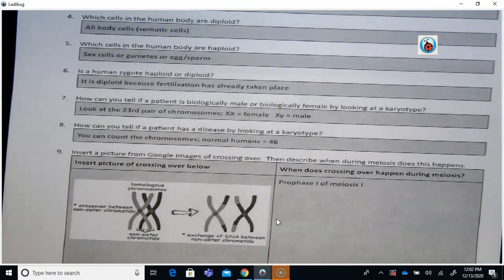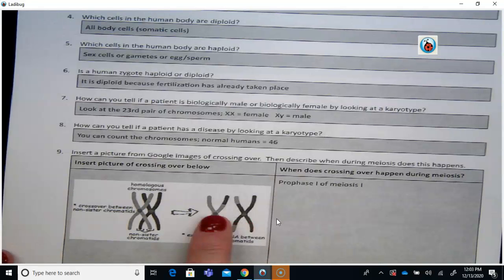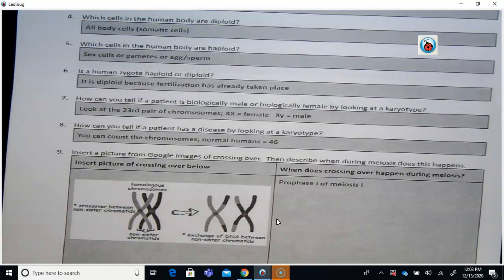Here you are to insert a picture of crossing over. So I've got a light chromosome and a dark chromosome, and these are homologous chromosomes, so maybe this is pair number 1. And you can see that pieces of DNA are being exchanged, and so you can see the swapping between the light and the dark chromosome. Crossing over occurs in meiosis 1 only, specifically prophase 1, and it does increase genetic variation.